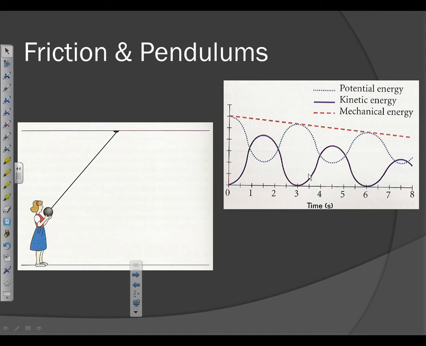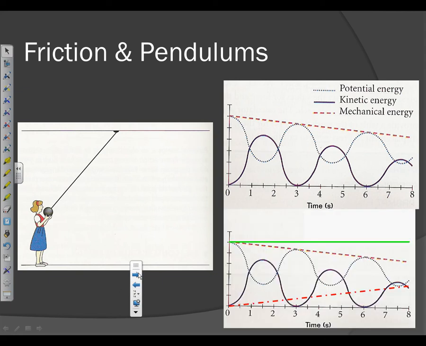Because there should be 2 more lines on that graph. And those 2 lines look like this, and you have those 2 lines on the 3rd picture. What does the red dash dot dash dot dash dot line represent? That red dash dot dash dot line is going to represent thermal energy. Because the longer the pendulum goes back and forth, what's happening to that line? It's increasing. What's the green line represent up at the top? Total amount of energy.